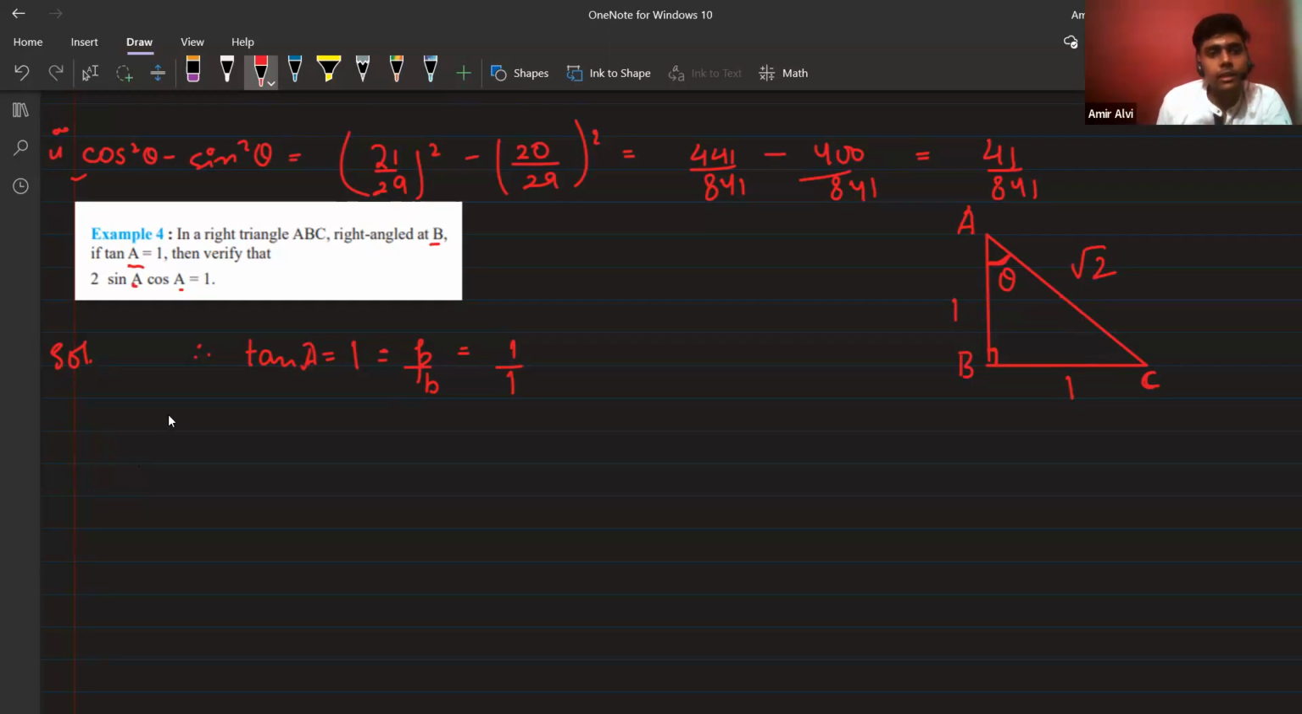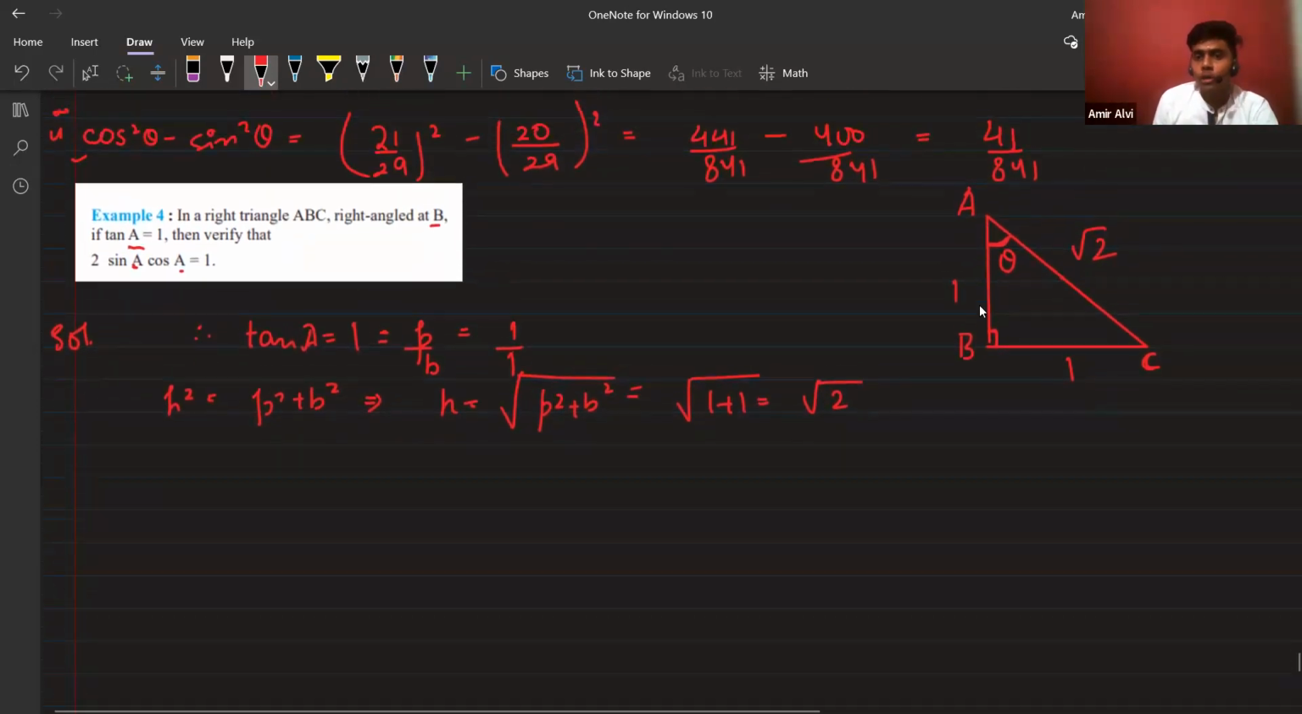Let's write it in the Pythagoras form. H square would be p square plus b square. H would be under root of p square plus b square, which will be equal to root of 1 plus 1, which is root 2. The same thing which I have written in the hypotenuse. Now we have all the things: perpendicular, base, and hypotenuse. So we can find out the value of sine and cos.